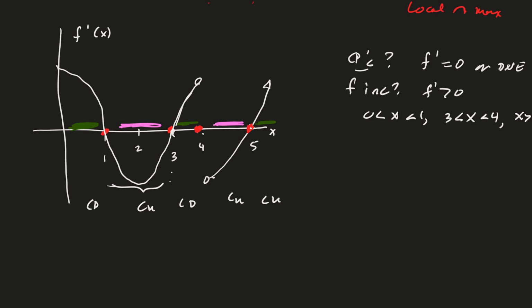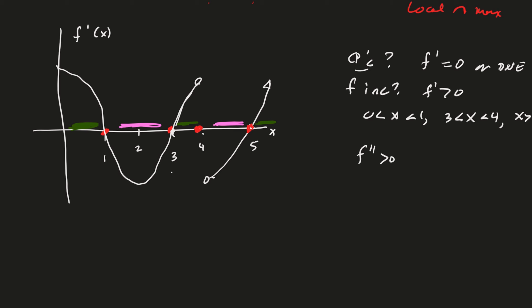Good. Oh, wait a second. Did we do that right? I don't think we did. Does everybody see what the error is? This is not the graph of f. This is the graph of f prime. So using the graph of f prime, how do I know if f is concave up? F is concave up if f double prime is positive, right?